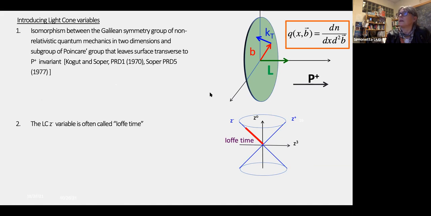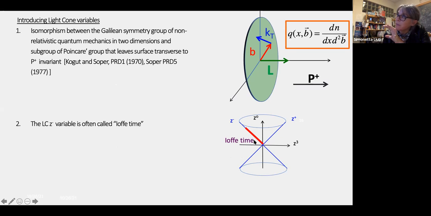Here is something that I shouldn't be writing this way, and I should be correcting. The light-cone z- variable is called the Ioffe time. This is not the z- variable.